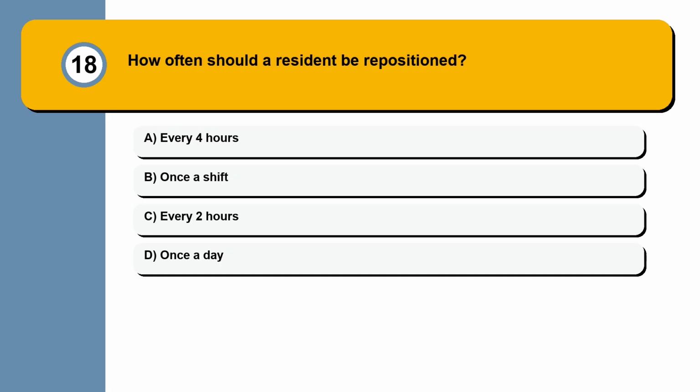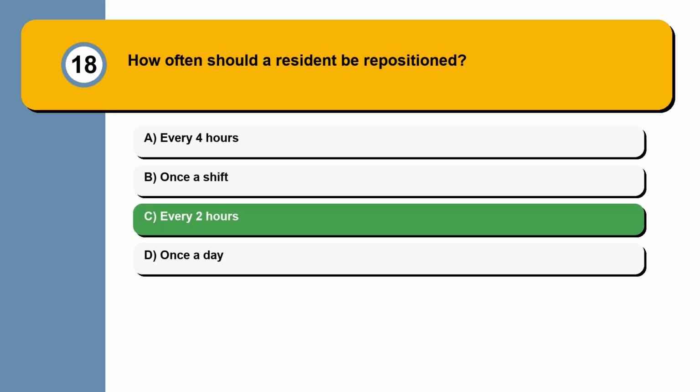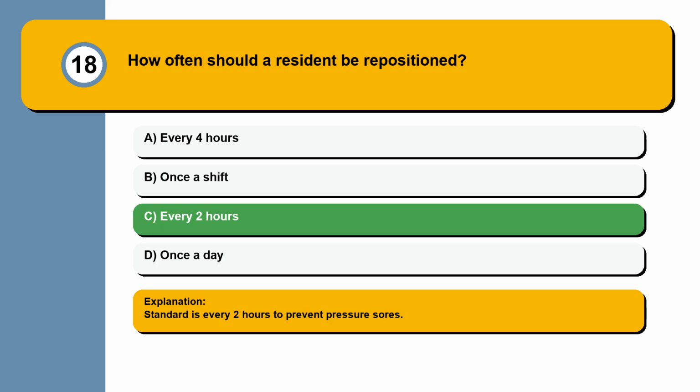Question 18. How often should a resident be repositioned? Every 4 hours. Once a shift. Every 2 hours. Once a day. Standard is every 2 hours to prevent pressure sores.